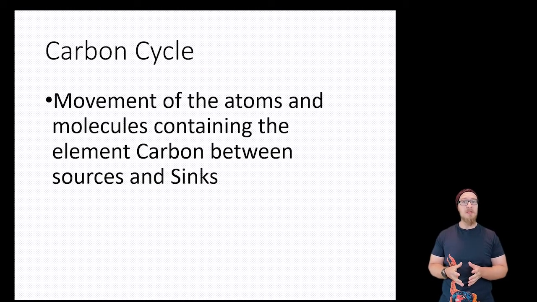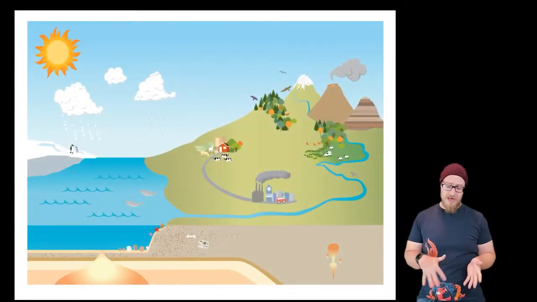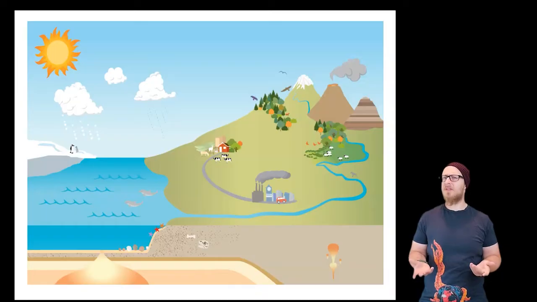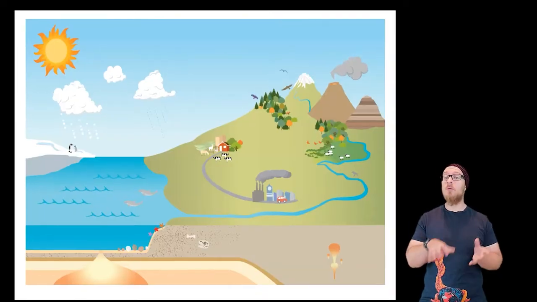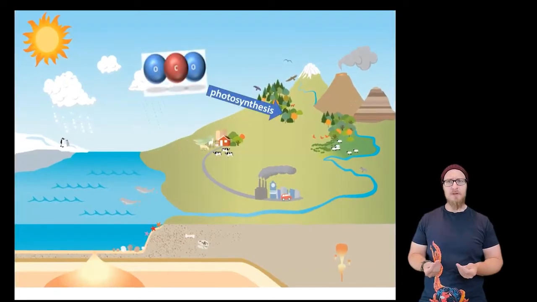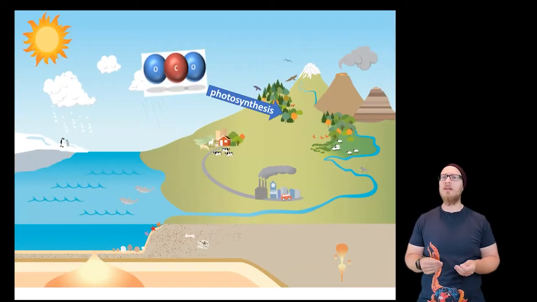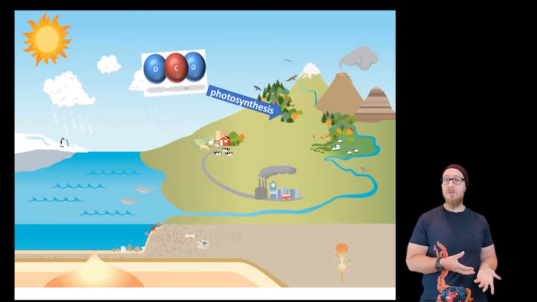The carbon cycle is the movement of carbon or molecules containing the element carbon from sources to sinks. A cycle has no start or end point, but when discussing the carbon cycle, I like to start with the atmosphere. Carbon can move from the atmosphere through photosynthesis, where it ends up in plants stored as glucose.